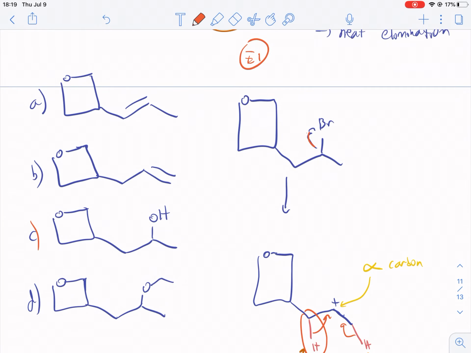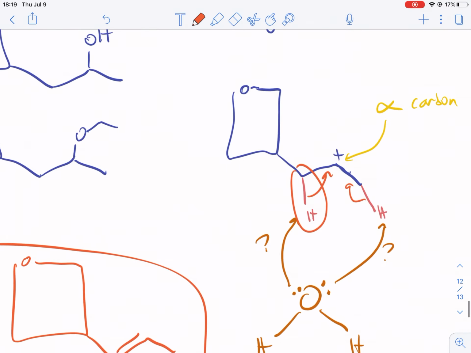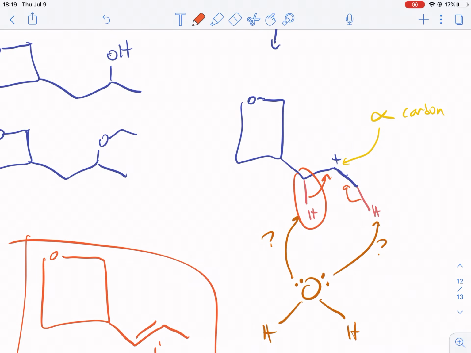First step, bromine leaves, creating a carbocation. Then we name some stuff just to keep our bearings. We have the alpha carbon, the carbon that had the leaving group. Then we have the beta carbons, which are the carbons connected to the alpha carbon. On the beta carbon, you have beta hydrogens. Those are the hydrogens you're going to pull off for any elimination reaction.